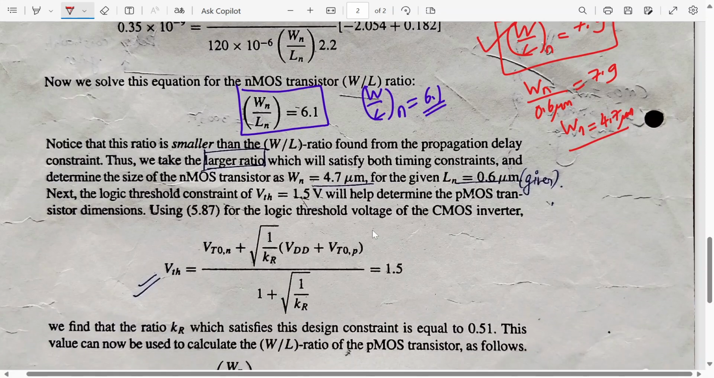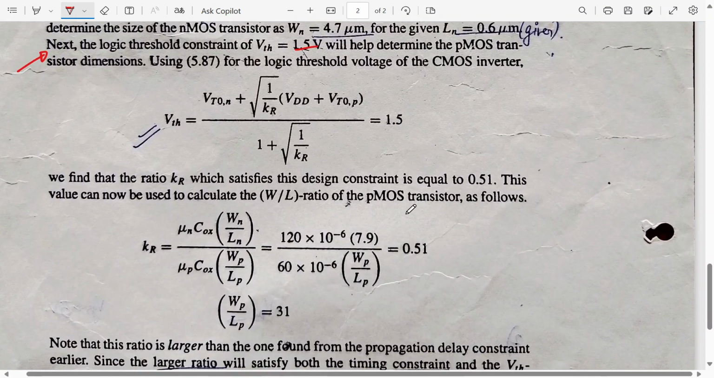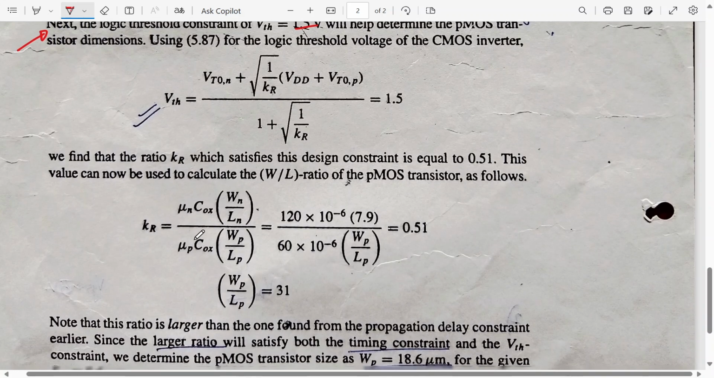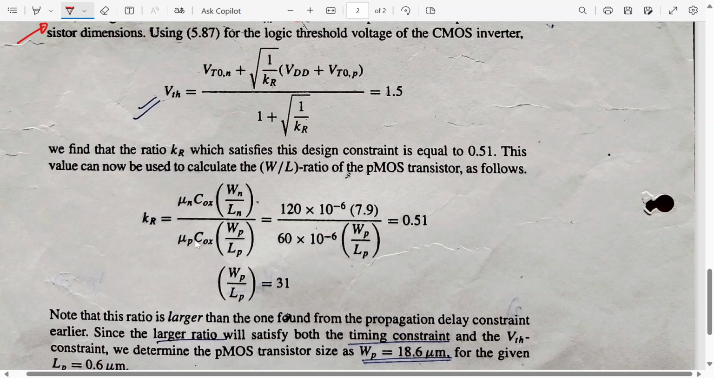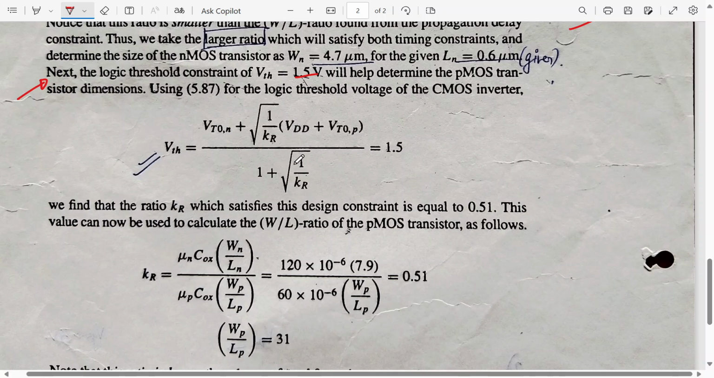Okay. Next, the logic threshold constraint is this. VTH is 1.5 volt, right? So which will help determine the PMOS transistor. So VTH is given by the formula. This we already know, right? This formula. Okay. So this is given as for 1.5 volt. Now we find the inverter ratio as per this. We rearrange the terms. So what is the inverter ratio given by? Okay. So from here we calculate KR, and KR was found to be 0.51.